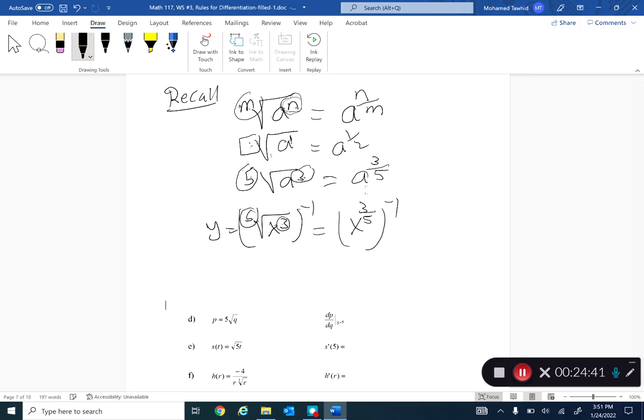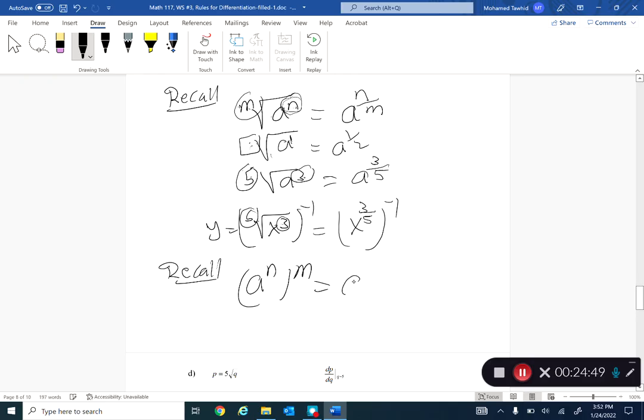But let us also recall here, if you have an exponent inside and an exponent outside like this, how to simplify? You multiply n by m. So this one, inside 3 over 5 and outside negative 1, so you have x to the power negative 3 over 5.